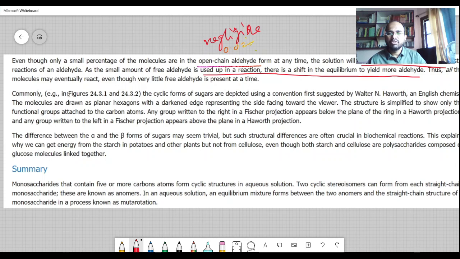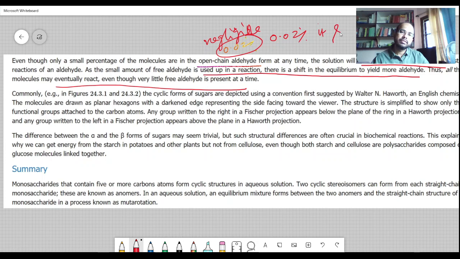Thus, all the molecules may eventually react, even though they are few. What is mentioned is that even though there is hardly any free aldehyde present, only 0.02%, it reacts. So you have a very small amount of open chain. If there is no open chain, there will be no reaction. But even if 0.002% is there, it reacts. So that is what it means.